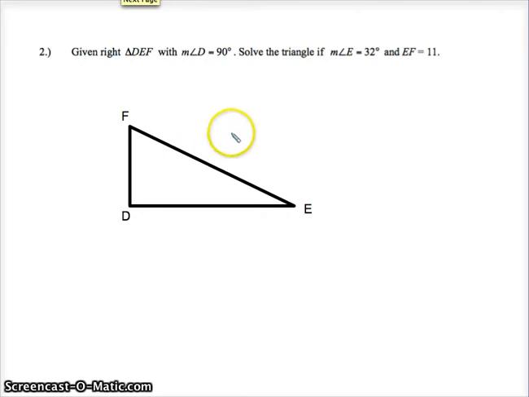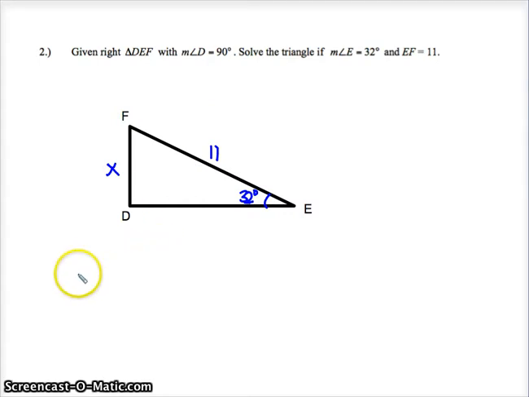Just for the sake of time here, we're actually only going to solve for one missing side. So let's go ahead and do the measure of angle E. We'll fill that in. That's 32. Okay. We also know that EF is 11. That's my hypotenuse. Let's go ahead and find FD. Okay. So from 32 degrees, I'm working with the opposite and the hypotenuse.